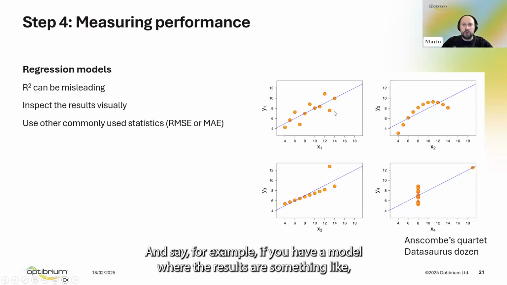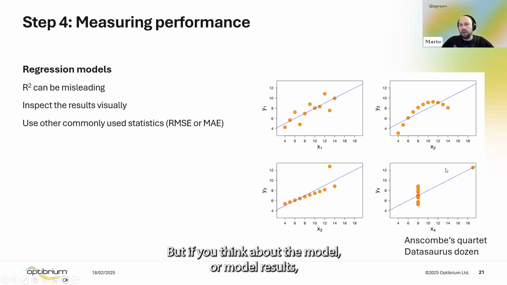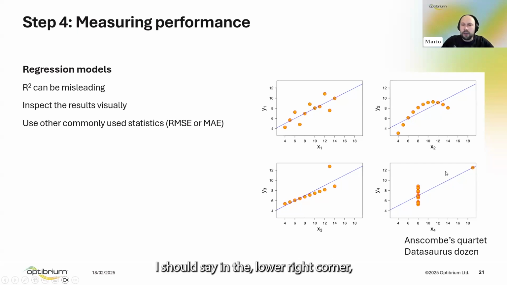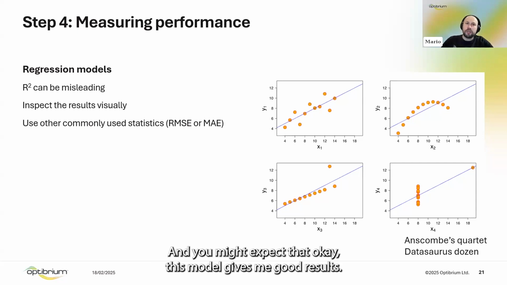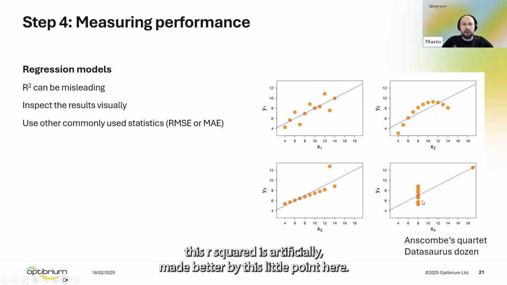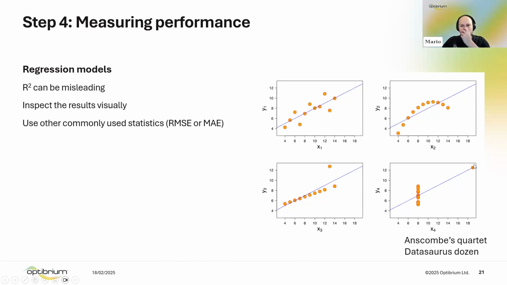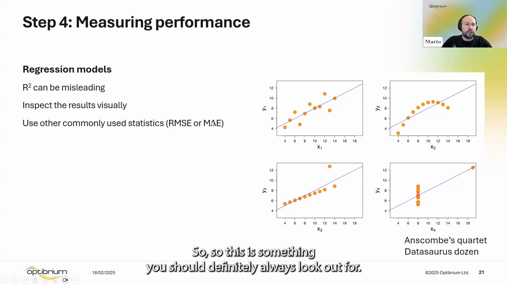And say, for example, if you have a model where the results are something like this graph over here in the top left corner, then that's fine. But if you think about the model results in the lower right corner, then if you just look at the R-squared, the model probably seems reasonable, and you might expect that, okay, this model gives me good results, so I'm going to use it. But if you look at the graph, then you can see that this R-squared is artificially made better by this little point here on the top right, and all of the other predictions essentially are useless. So this is something you should definitely always look out for.